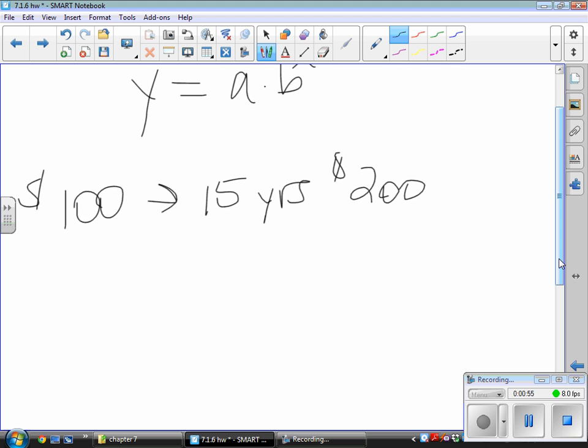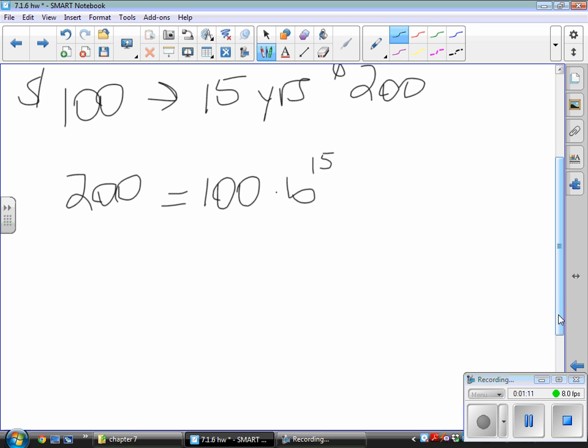Okay, so I'm going to plug in what I know. My starting value is $100. My multiplier, I have no idea what that is. We need to find that. My exponent is going to be 15. It's 15 years that's going on, and the output I want to get is $200. Okay? So I need to solve this problem for b. And that'll be my multiplier. Then I'll have to kind of analyze that to figure out the percent of the interest rate.